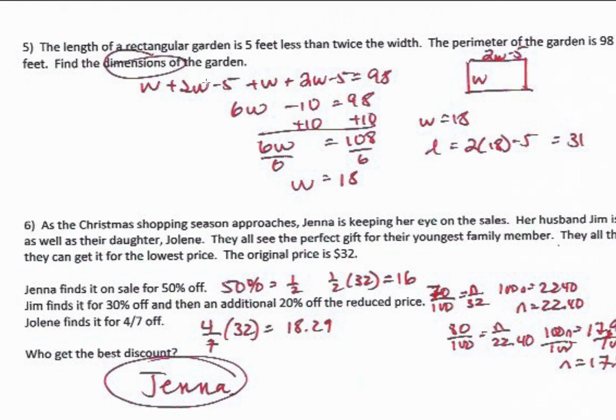Same side, same operation. Altogether, I get 6 W's. Then I have a minus 10 for negative 5 and negative 5, and that's going to equal 98. Add 10 to both sides, divide by 6.